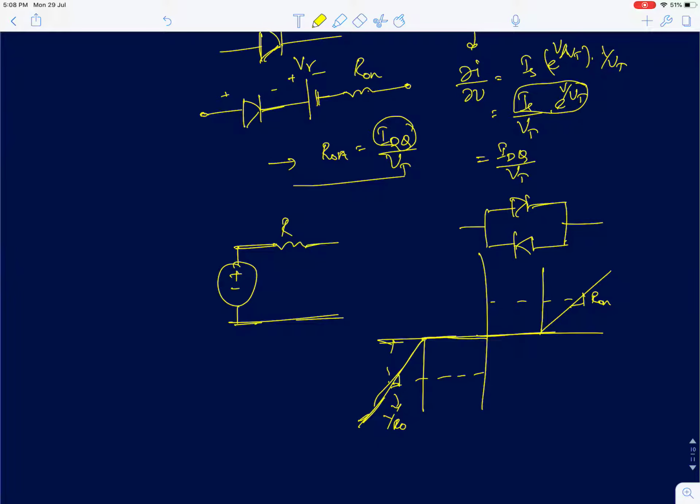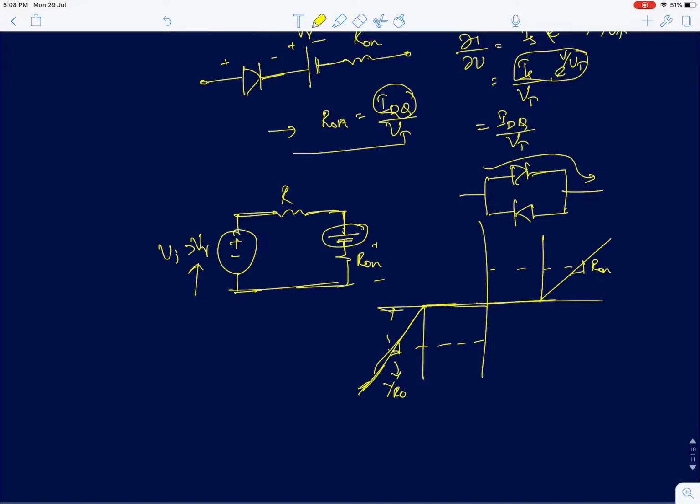Now when the diode is conducting, as I said, of the two diodes only one of them conducts when your input is greater than V gamma. So when your input is greater than V gamma, only one of the diodes is going to conduct. So I can simply replace this with a voltage source V gamma and a resistance R on. Now in this model, your input is already greater than V gamma, so the excess voltage will appear across R on.